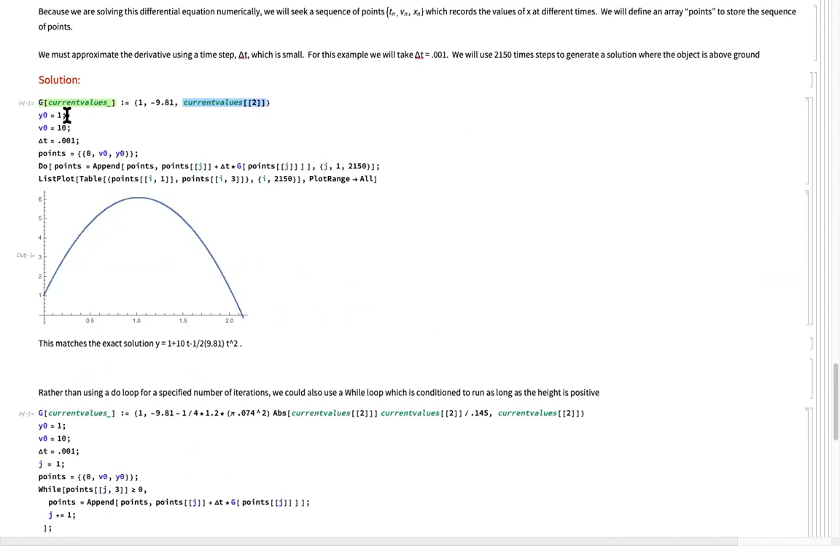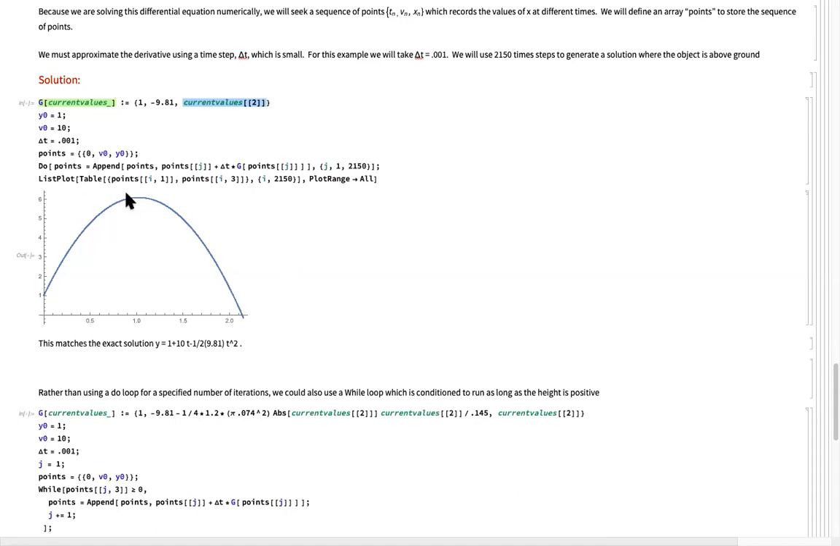And so I specified y initial is 1, v initial is 10. I specify a delta t. I specify points, and then I put it in a loop. So I specify the initial conditions in point of my data points, and I go through, and here I kind of try to find, just by tweaking it, how many iterations are needed so that you pretty much come back to, or until you hit the ground. That's why I have this weird 2150 number.